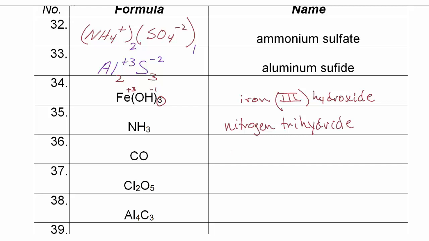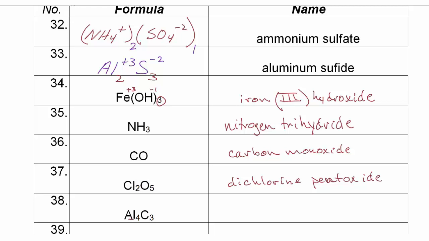Monocarbon, or you could just call it carbon. Sometimes they drop off the mono. Monoxide. Or carbon oxide. Drop off the mono on both. No metal, so you better count to 10 in Greek. Dichlorine pentoxide.